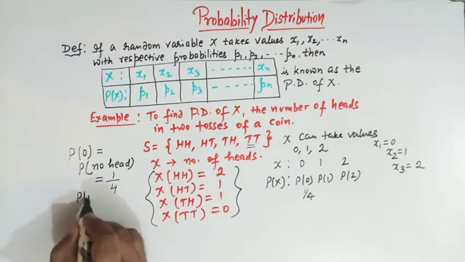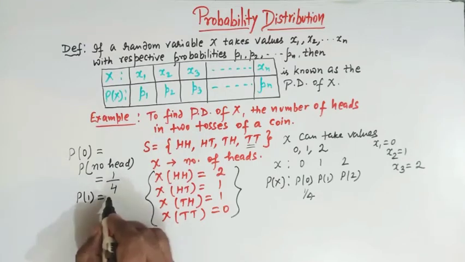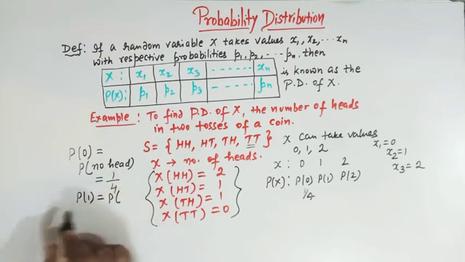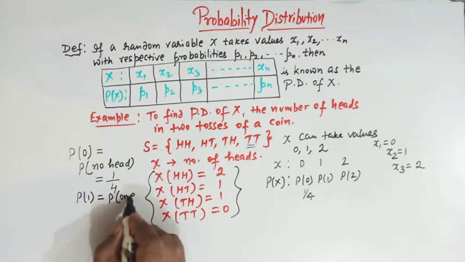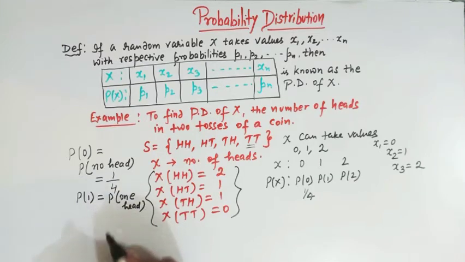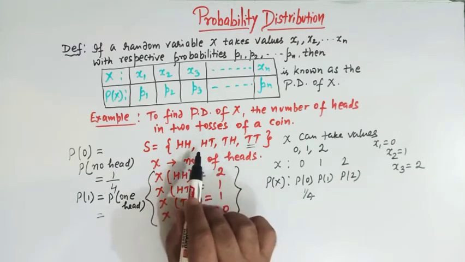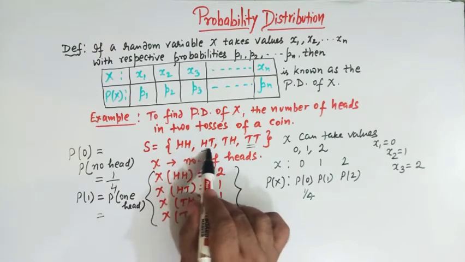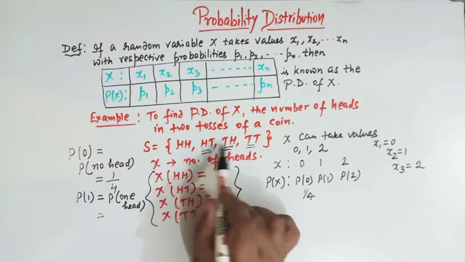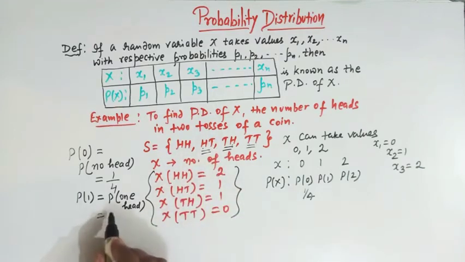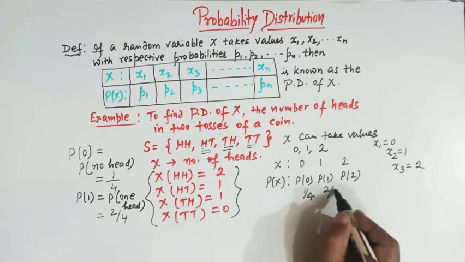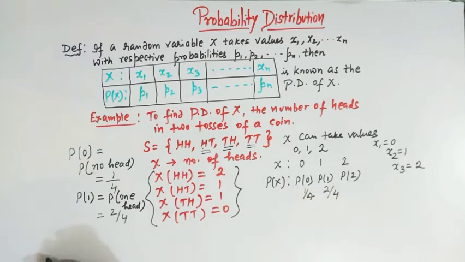Similarly, P of 1 means that we have to find the probability of getting one head. And we see that from the sample space, getting one head can be obtained by either this event or this event. So we have two favorable events for this, so this is 2 by 4. Clear?